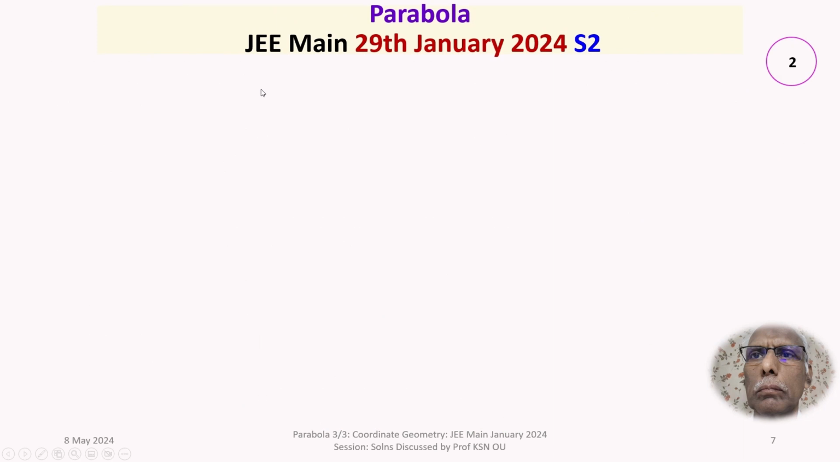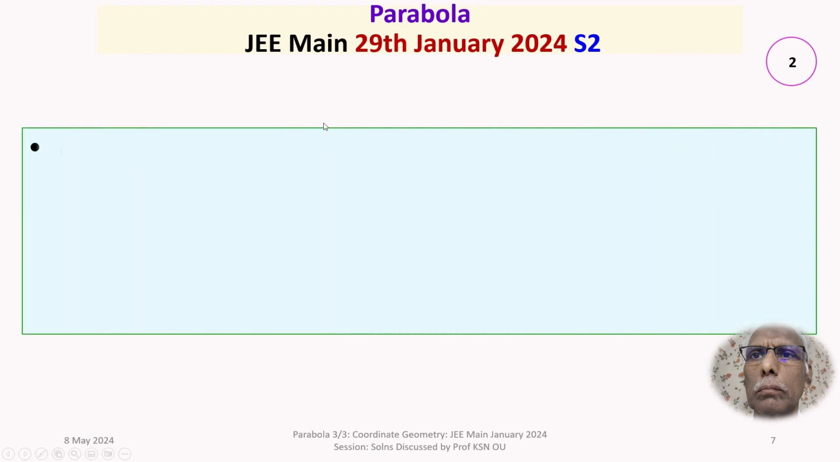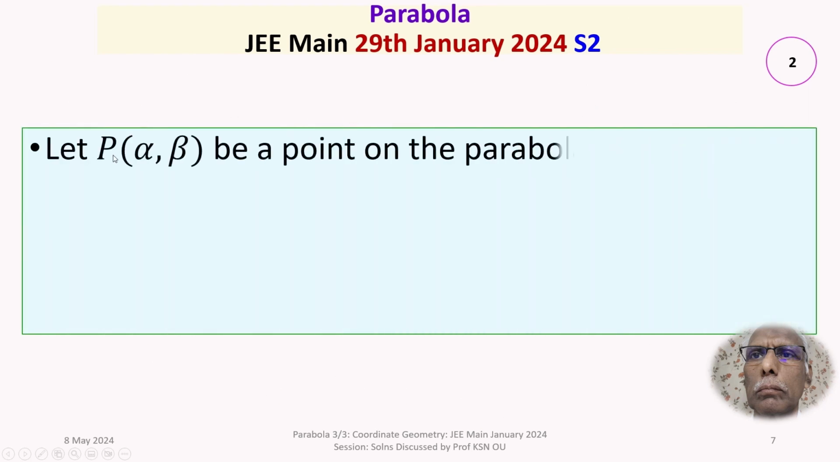This question has appeared in the JEE Main exam held on 29th January 2024 in the second shift. The given question is, let P with coordinates (alpha, beta) be a point on the parabola y square is equal to 4x.